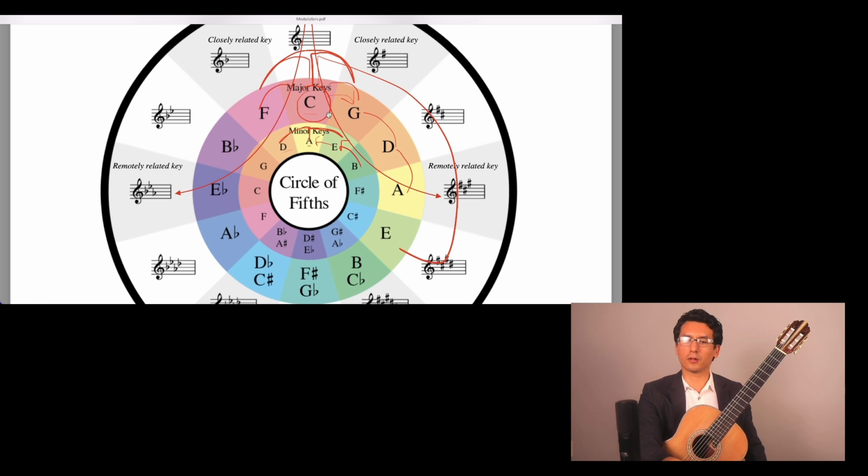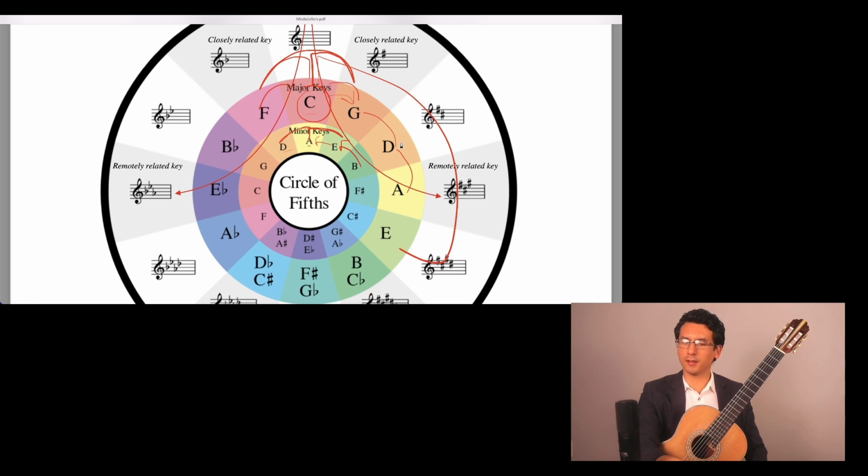Then we can go across, starting at G. So 1 would be G, 4 would be C, 5 will be D, and back to G. So G, 1, C, 4, D, 5, and G, 1. And then we can start in E minor, same thing, E minor, and then the 4 chords, A minor, up to B, and then E minor.